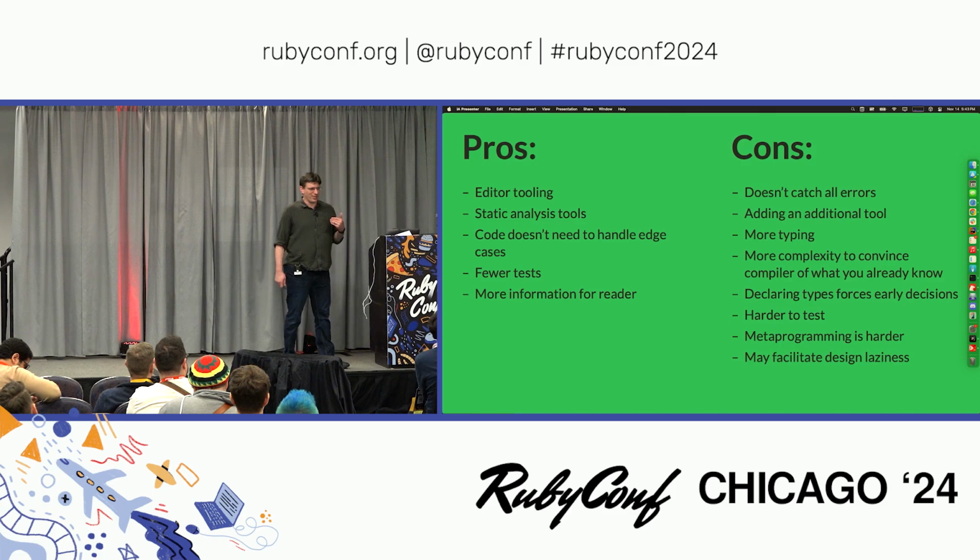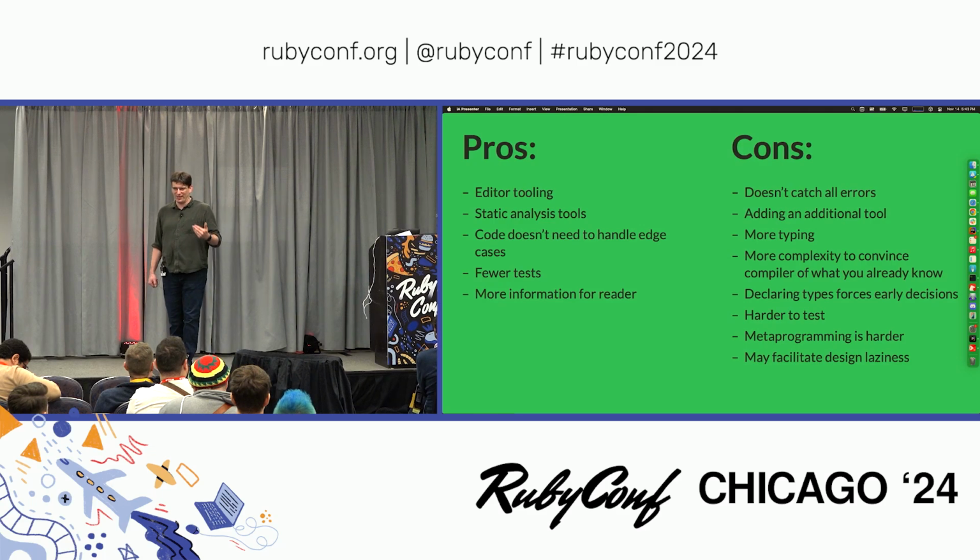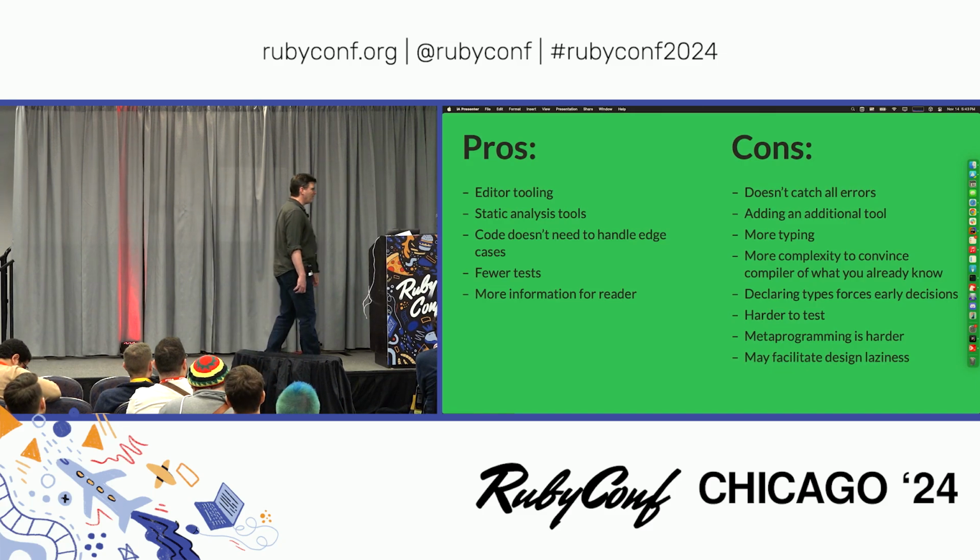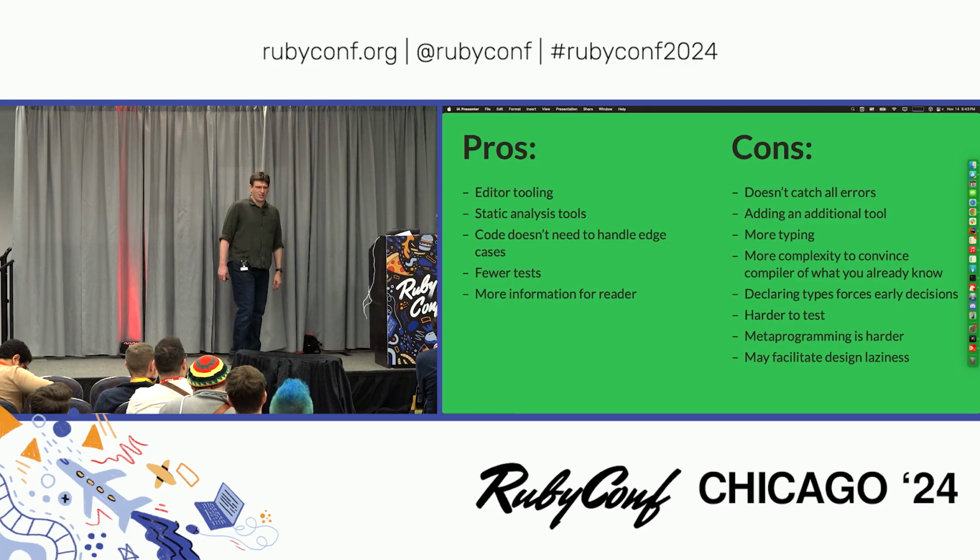Sometimes you have to add complexity to the code to convince the compiler of something that you already know about the code, but the static type system can't figure it out. You know this thing's not going to be nil, but you have to convince the compiler of it. You know that this thing is something, but you have to explicitly cast it. That can be a pain. It can also be harder to test statically typed code because it can be harder to create edge case conditions.